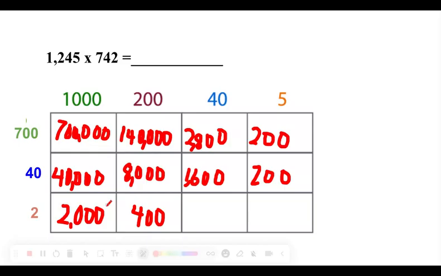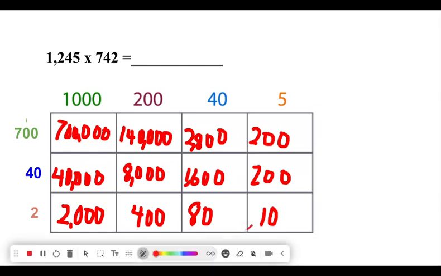Now 2 times 40. 2 times 4 is 8. Write 8. There's 1 zero. These are called partial products. Now 2 times 5 is 10. There's no zeros. Now, all you need to do is add up all of these answers and make sure you line them up under each other and add them together.